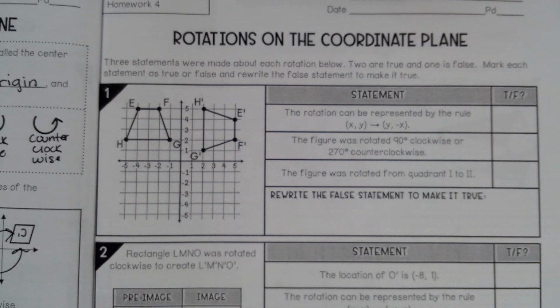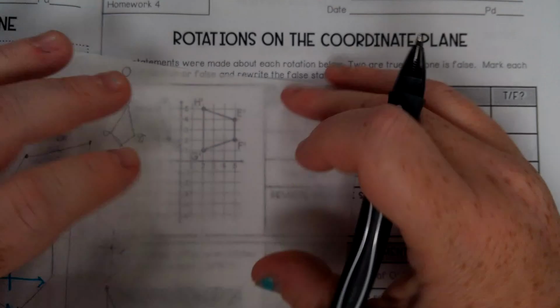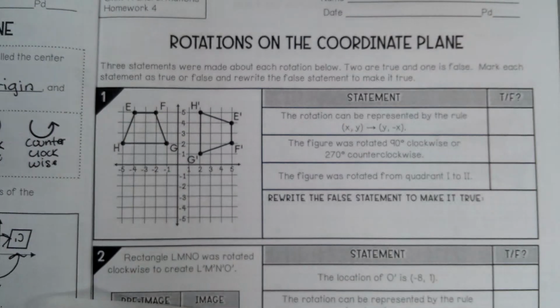And these are true and false statements. If you don't have patty paper, you can ask the sub for patty paper. If you have patty paper, use it, if you need it. If you don't need it, then don't use it.